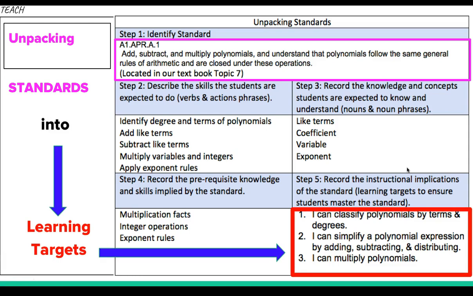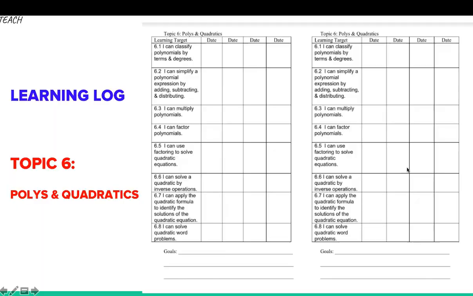After you unpack those standards, doing steps 1, 2, 3, and 4, which is recording the prerequisite knowledge and skills that students need, you're turning those unpacked standards into learning targets. For this one standard, add, subtract, and multiply polynomials, and understand that polynomials follow the same general rules of arithmetic, the standard is broken down into 3 different learning targets. So for every standard, you want to take it down to the learning targets that students need to be able to do in order to meet or master that standard.